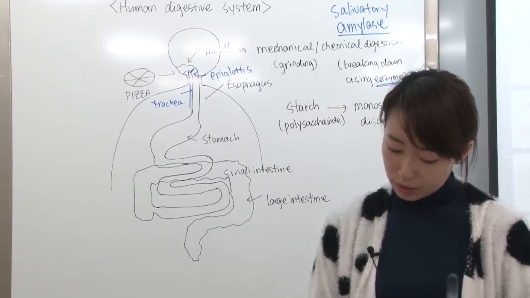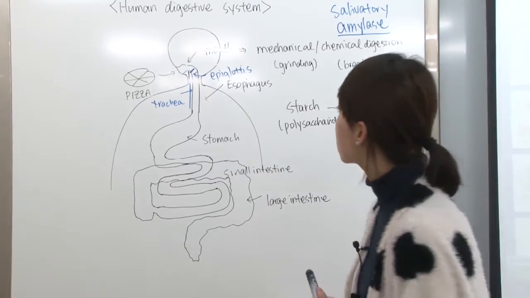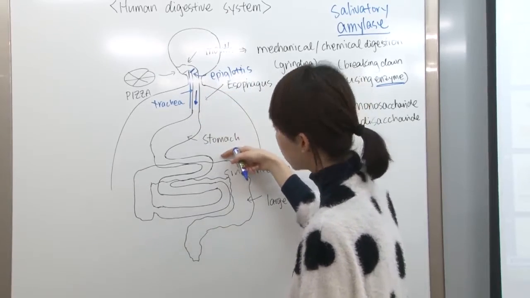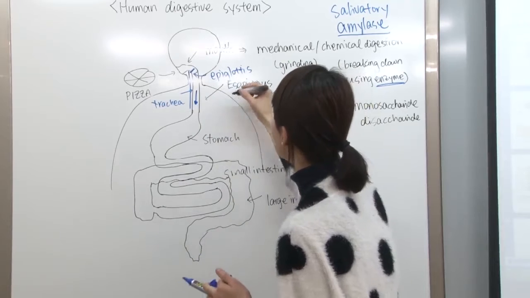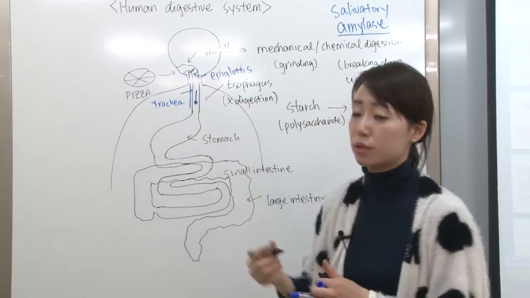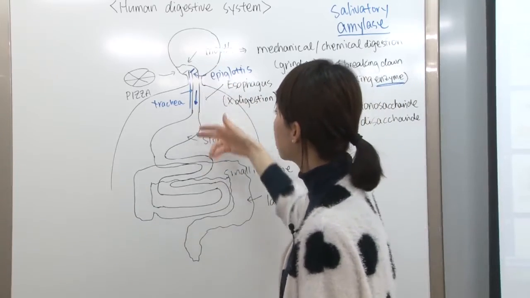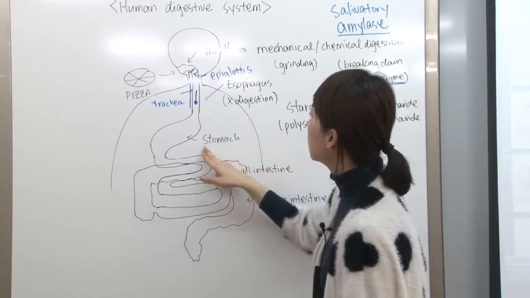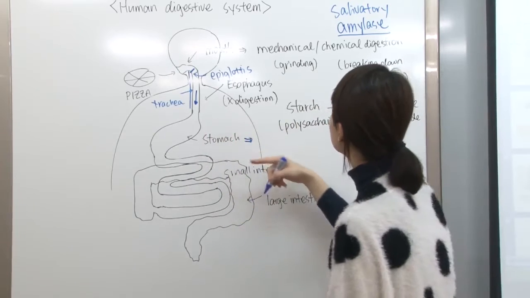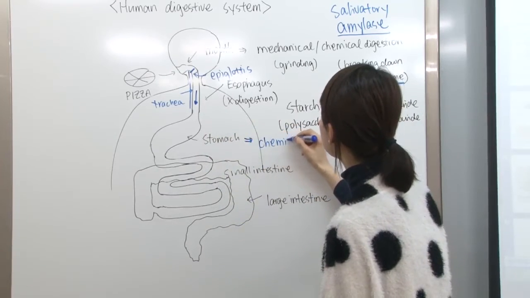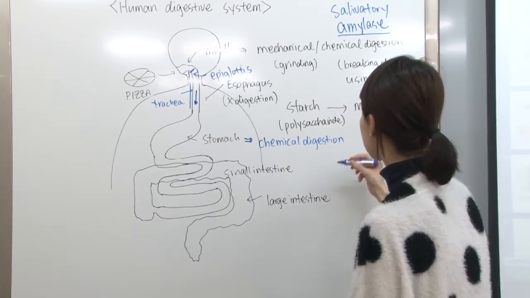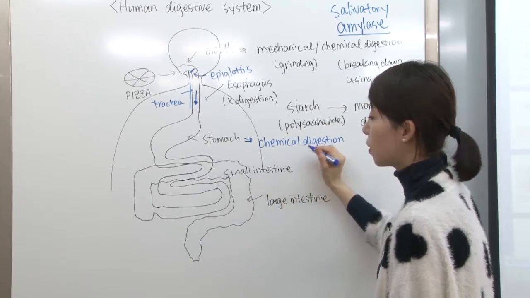That's the epiglottis, and then on the next page, the esophagus forces food down towards the stomach. No digestion occurs in the esophagus; it just moves the food down towards the stomach. When the food reaches the stomach, here is another place of digestion. The stomach does chemical digestion, so chemical digestion occurs in the stomach as well.